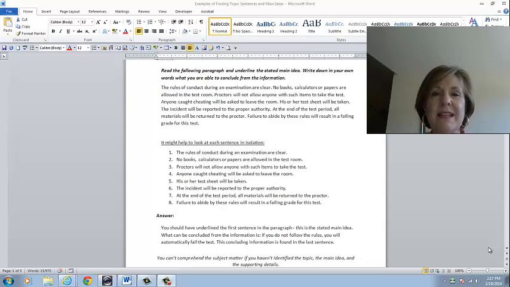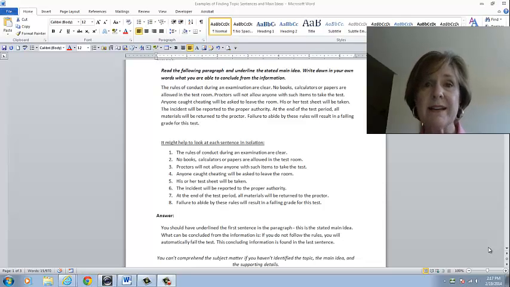Hello again, and this is the continuation of our lesson on main idea, topic sentences, and supporting details. In this session, I'm going to model for you what your thought process should be as you're determining what the topic sentence is, the main idea, and then the supporting details. But the main thing we are going to focus on is determining that topic sentence. After you determine the topic sentence, then you will be able to determine what the supporting details are, and you will know what the main idea is.